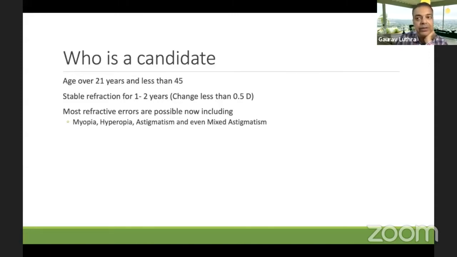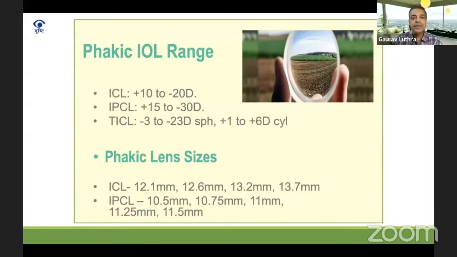And today, with phakic lenses available from all kinds, you have all refractive errors which can be corrected, even from the smallest to the biggest. Usually they cut off at about 18 to 20 diopters of myopia. And this is the range which is available with Star ICL going from +10 to -20 approximately. IPCLs can be customized for much higher powers. And believe me, the Indian lenses are pretty good.